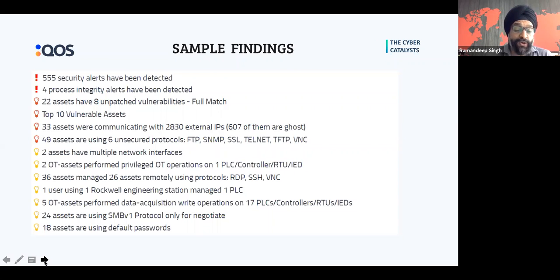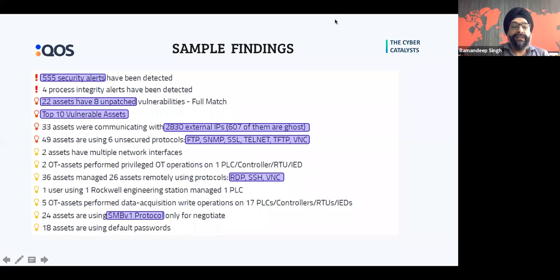But let me tell you, this all is an OT surface problem, except if you come across a situation where certain important points are to be highlighted, like SMB version 1. We all know that this is a protocol which is used primarily in Microsoft, but you see 24 assets are using SMB 1. Okay, and then another, if you see 1 point above this, the 5 OT assets perform data acquisition write operations on 17 PLCs. This is very unusual. In the assessment exercise, when somebody sees that there are 17 PLCs which have been written by 5 OT assets, but yes, once you see all of them and you start investigating, some of them will definitely be legitimate operations.